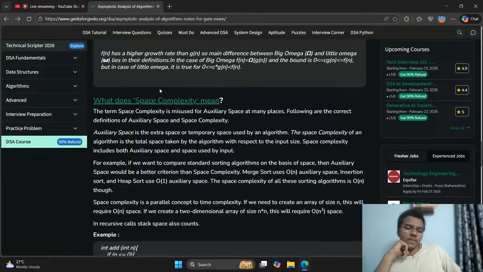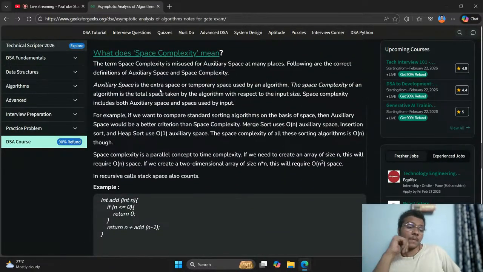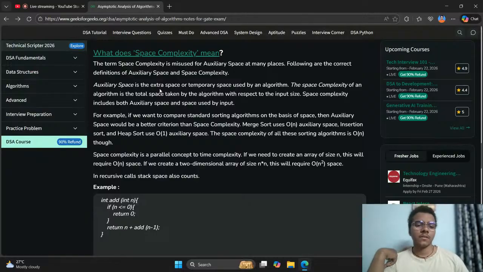Okay. What does space complexity mean? We almost completed the topic, people. The term space complexity is misused for auxiliary space at many places. Following are the correct definitions of auxiliary space and space complexity. Auxiliary space is the extra space or temporary space used by an algorithm. The space complexity of an algorithm is the total space taken by the algorithm with respect to the input size. Space complexity includes both auxiliary space and space used by input.